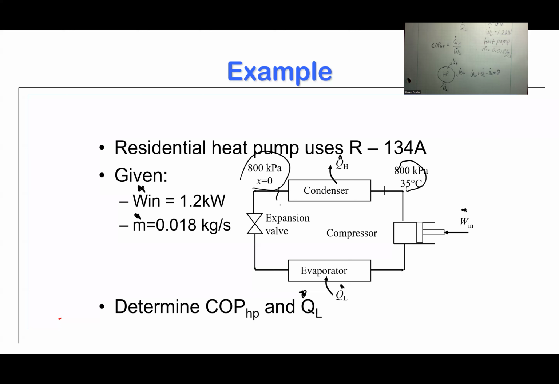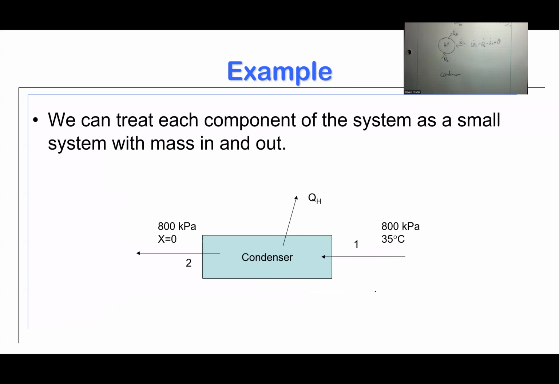So notice that if I say, well, you know what? Let's analyze that condenser as its own system. If I analyze the condenser as its own system, what crosses the boundary for the condenser? Well, I've got mass. It's a heat exchanger, but I'm only looking at one stream in this heat exchanger. I've got refrigerant coming in and out, and I've got Q dot H also going out.